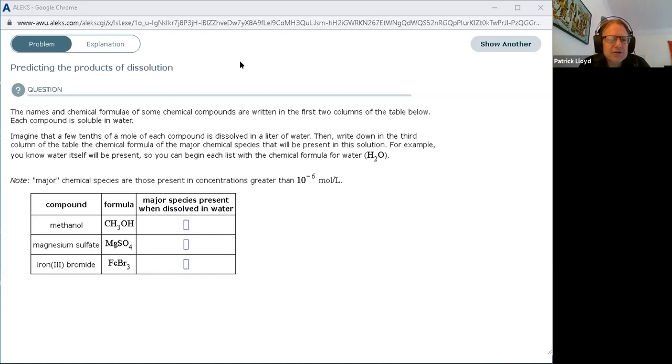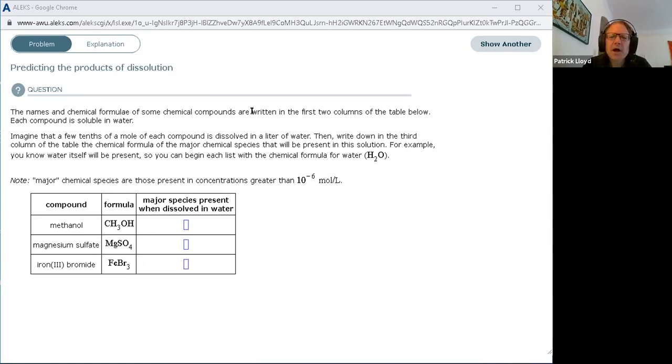Okay, so if you look at that first column on the left, you've got the names of the compounds. So methanol, magnesium sulfate. Sulfate is sometimes spelled with a ph, sulphate. Iron 3 bromide, which can also be called different things too. So it could be called ferric bromide. So if you ever see ferric, that refers to iron. Okay, so the formulas are written right there.